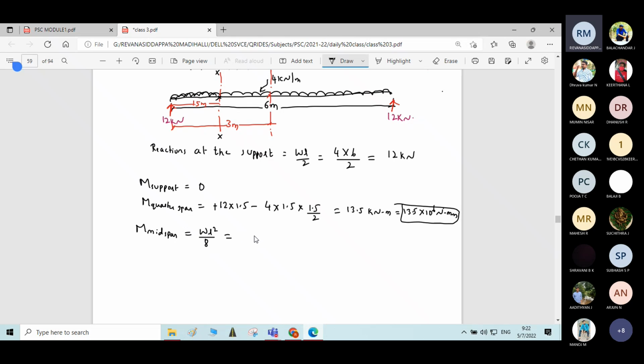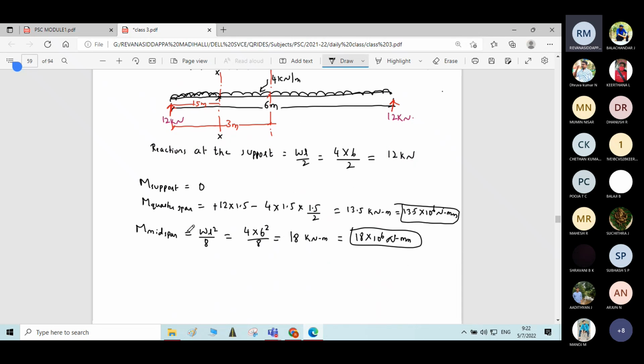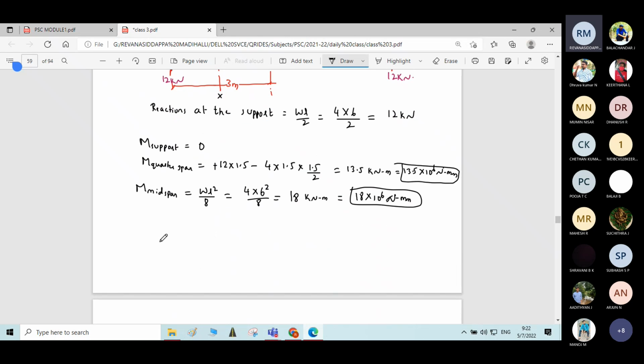WL square by 8. W is 4, into 6 square divided by 8. What is the answer? It will be 18 kilonewton meter. In terms of Newton millimeter, it is 18 into 10 power 6 Newton millimeter. Okay. Now we got moment at support, quarter span and midspan. Now we can easily locate position of the pressure line or the thrust line.